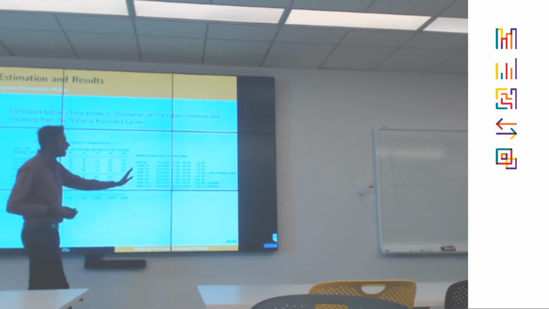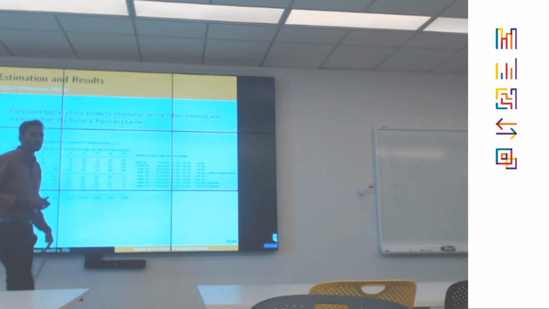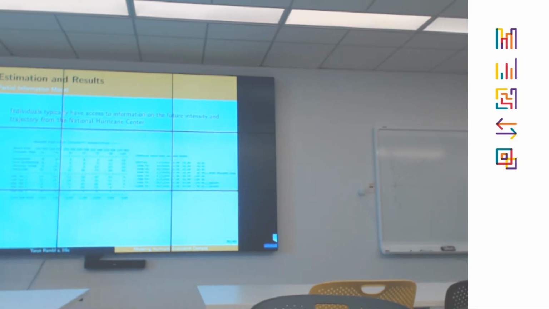And then the NHC website also gives you where it's going to be located. Where's the center of the storm going to be over different times in the next 12 hours, 24 hours, 36 hours, and so on. It does this for current hurricanes, and all of this is archived, so you can get this data for any previous hurricane that has occurred.